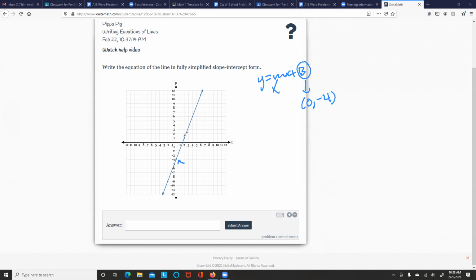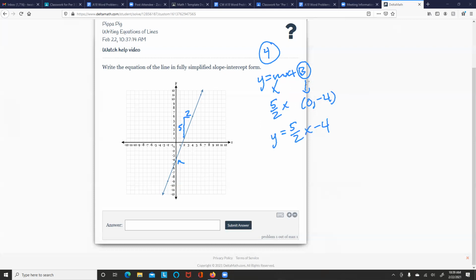I can count 1, 2, 3, 4, 5. 1, 2. It's up 5 over 2. So my slope is 5/2. So I'm going to have 5/2 x. So that's my work right there. That's the work I'm going to show on my paper for whatever number. This is number 4 or whatever. So y equals 5/2 x minus 4.